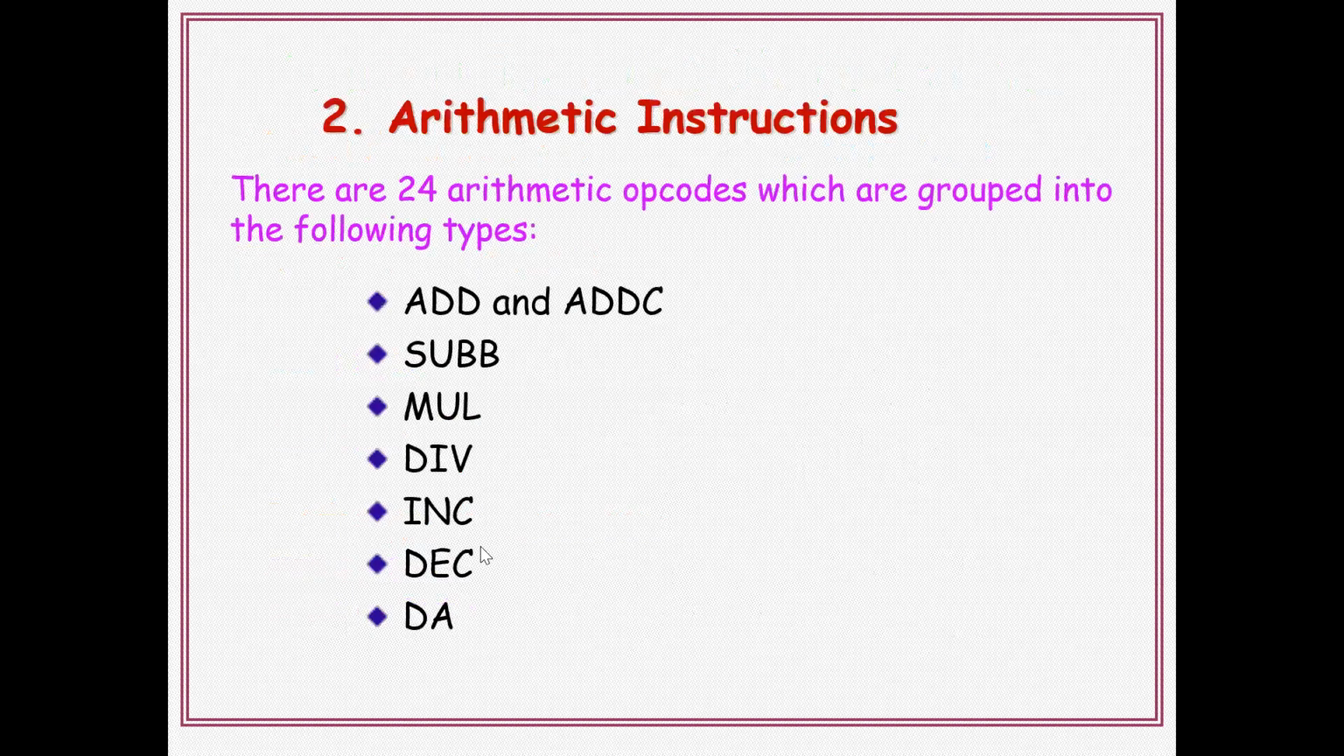And the next classification is arithmetic instructions. There are 24 arithmetic operations which are grouped into the following types: addition, addition with carry, subtract with borrow, multiplication, division, increment, decrement, decimal adjust.